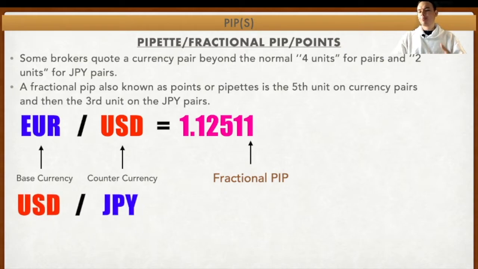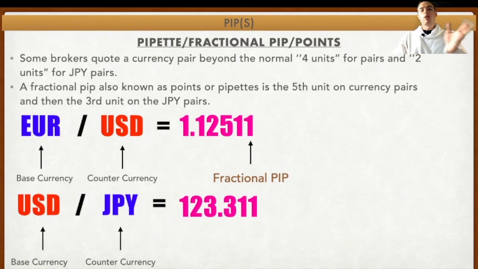So for the JPY, same example: USD JPY, USD being the base, JPY being the counter. 123.31. Added another one. That is a fractional pip. Moves from 123.311 to 123.312. That is 1 point. 311 to 321: 10 points, but 1 pip. 311 to 411: that is 10 pips, 100 points. All right, that is how it works.